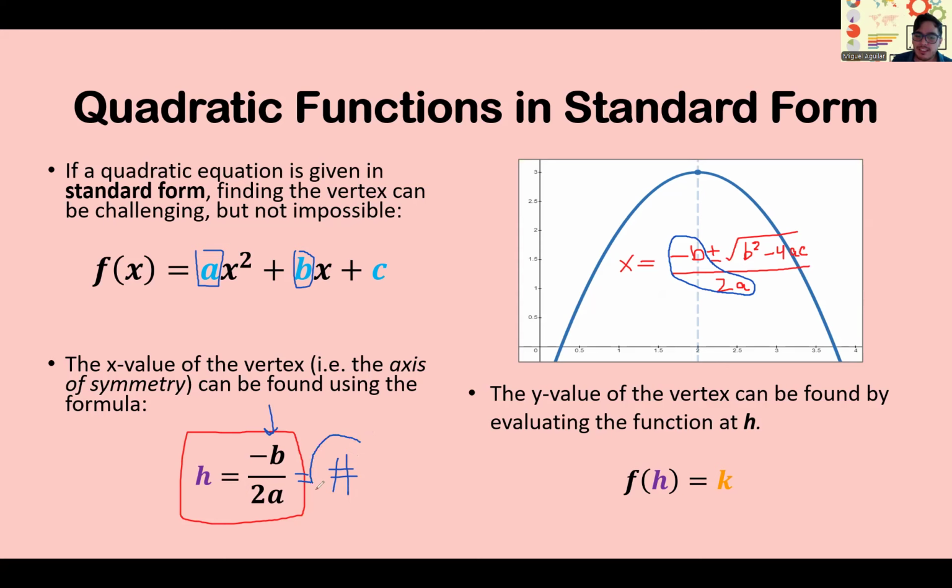Because once we find the value of h, we're going to plug that back into the original function and evaluate it. So whatever h is, I'm going to plug that in here and here into the original equation, and that's going to give me k. So in textbooks, it's usually written as f of h is equal to k.